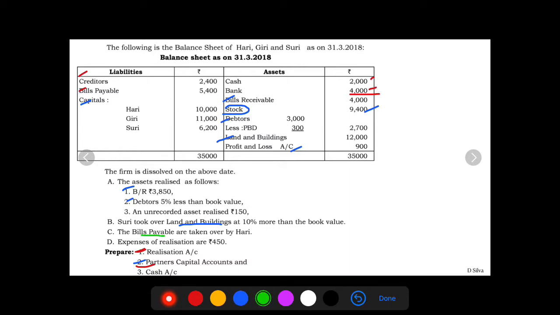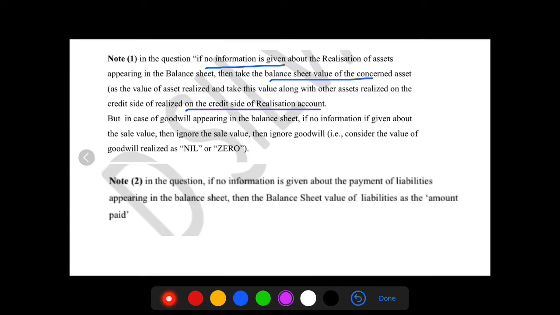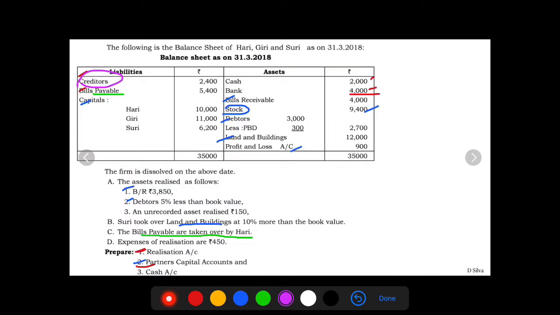In case of liabilities, we have bills payable, which is taken over by Hari. So if Hari is taking over bills payable, then what will happen to creditors? Read note number 2. If no information is given about the payment of liability, then you need to assume that liability is being fully paid. So therefore, in realization account, on the debit side, you will show creditors being paid off through bank as 2,400. Cash or bank, here we will be treating as in the form of cash account. And the last point is expenses of realization amounted to rupees 450. This we will be showing in a realization account and as well as in the cash account.